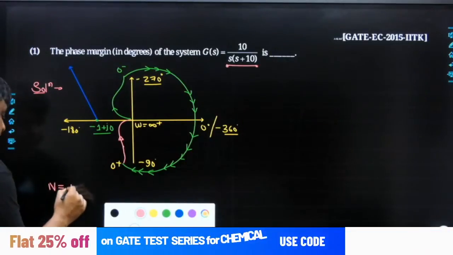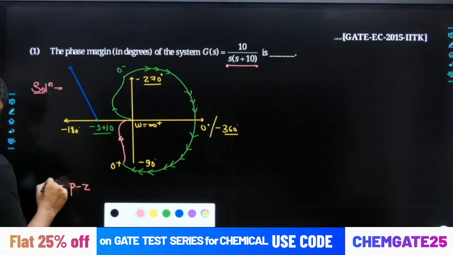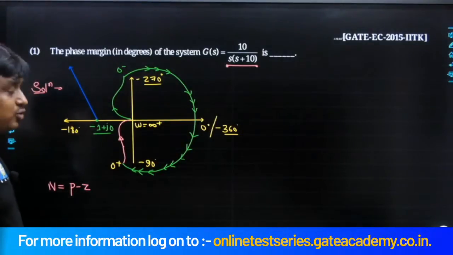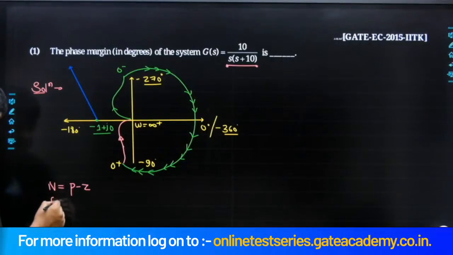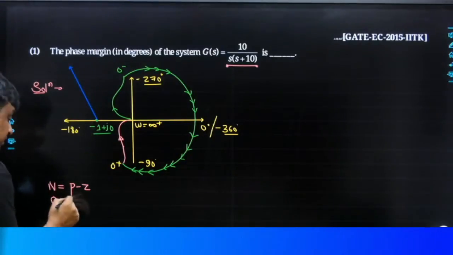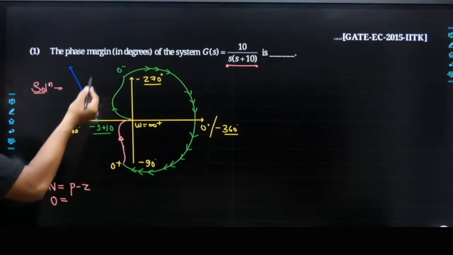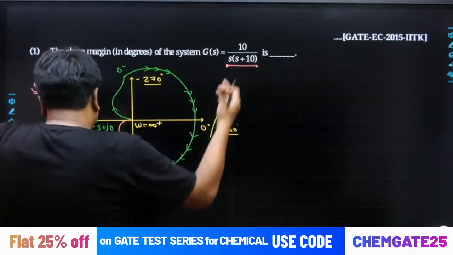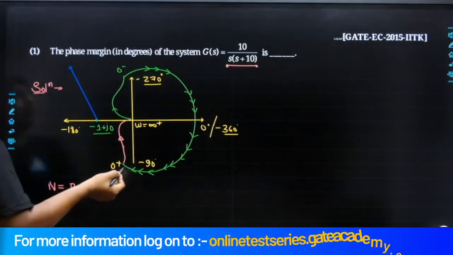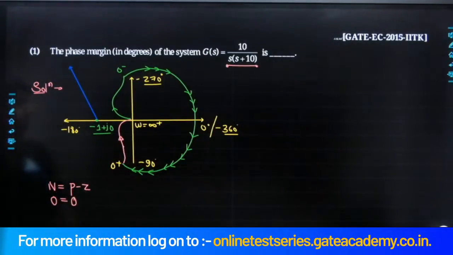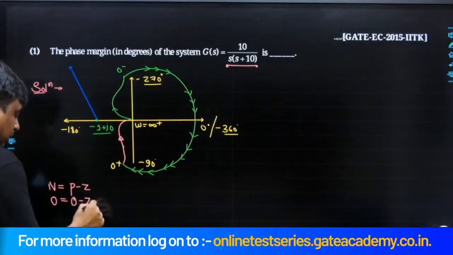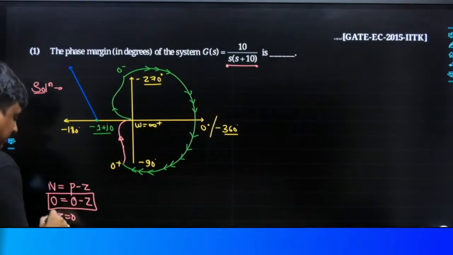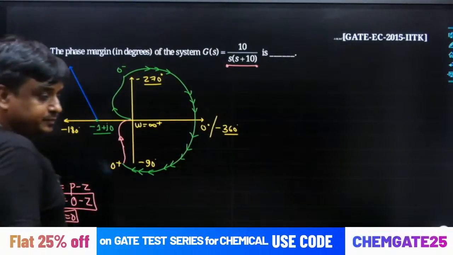And as far as stability using the Nyquist plot is concerned, it is written as N equals P minus Z. N is 0, at least in this case. What is P over there? P is the number of open loop poles kept towards the right hand side of the S plane. There is no open loop pole towards the right hand side. So obviously, sir, P is simply going to be 0. Now here, the closed loop poles towards the right hand side, that is Z, is 0. Obviously, it is a stable system.